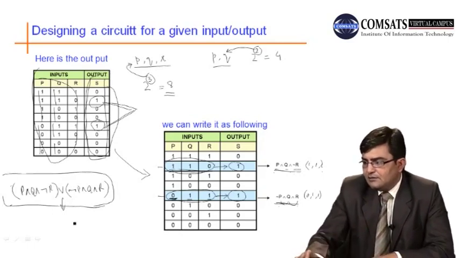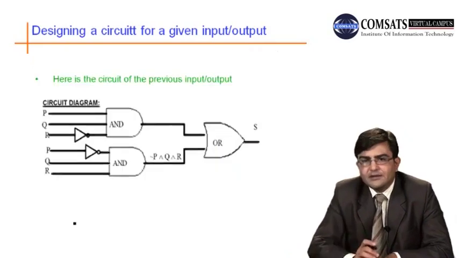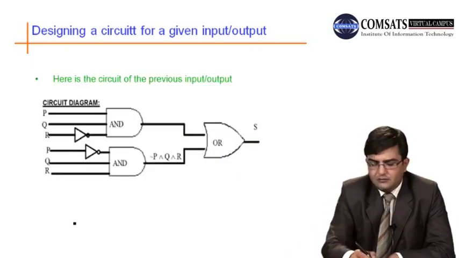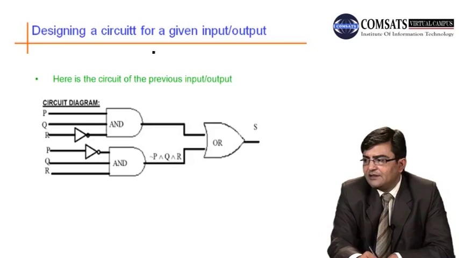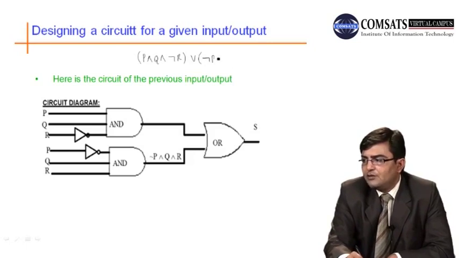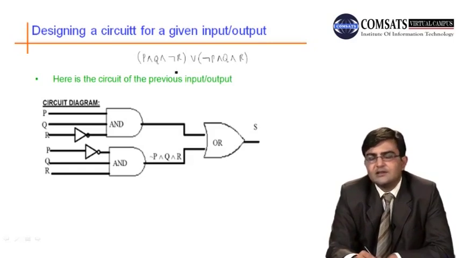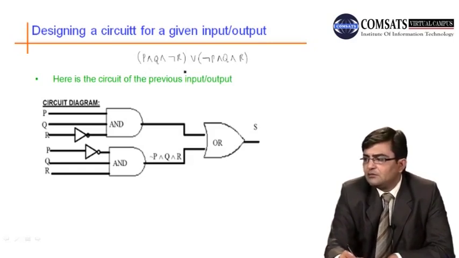So what is this? This is the circuit. What was the logical expression? Basically it was P and Q and not R, or not P and Q and R.